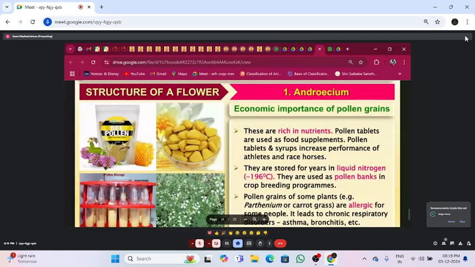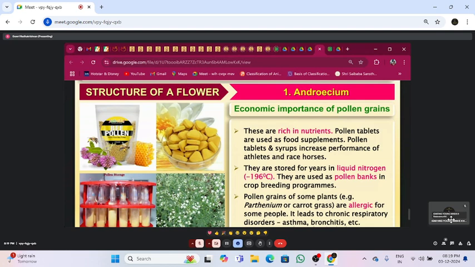What is the economic importance of pollen grains? As we saw, pollen grain is very nutritive because it has a lot of food stored to support the generative cell. So it is rich in nutrients because that has to grow, isn't it? That is only going to facilitate fertilization. So it is very important to nourish the generative cell inside the pollen grain.